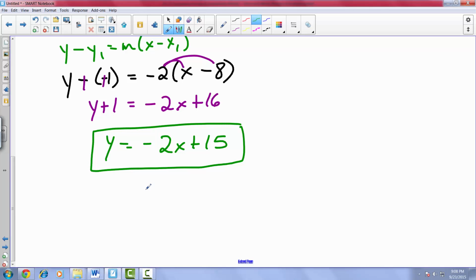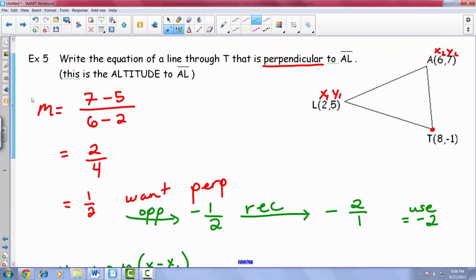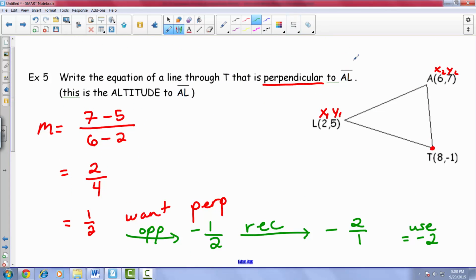So here is our equation that, notice, is passing through this point T and would be perpendicular to this segment AL. In other words, if we are going through this point and it is perpendicular to AL, we should end up with that right angle there, making then this slope and the AL slope perpendicular with one another. So again, that is example 5 from our 2.4 number 2 set of notes.